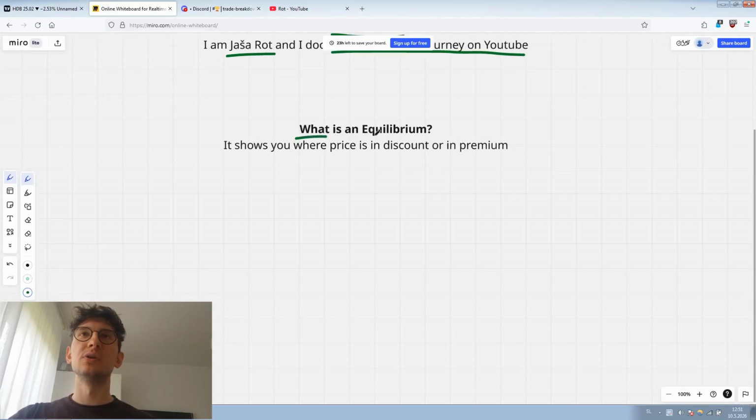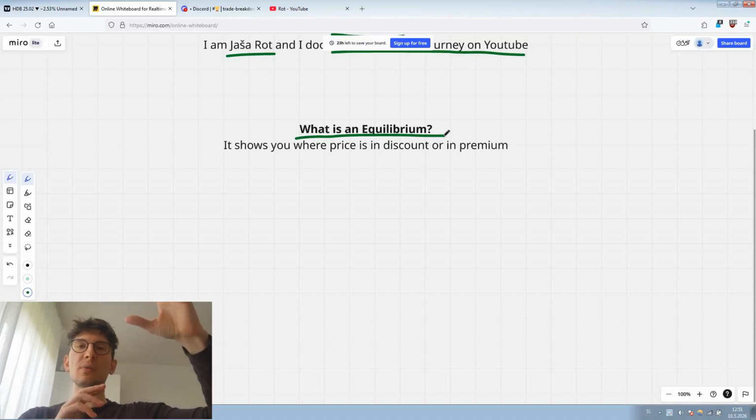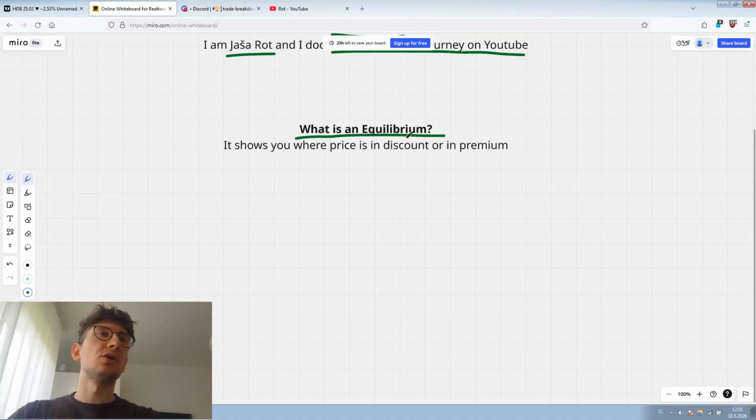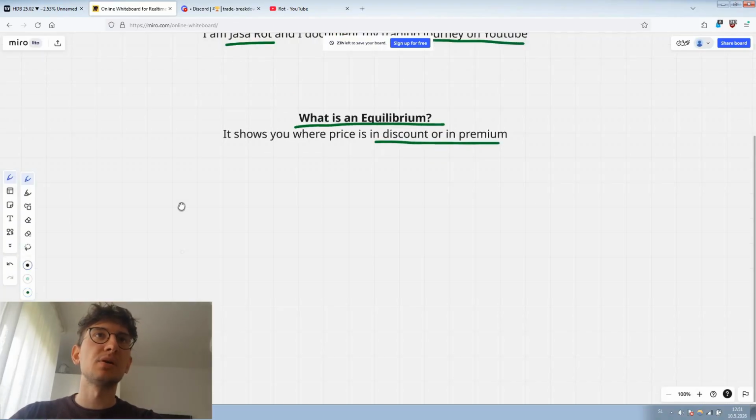So what is an equilibrium? Equilibrium is essentially telling you whether the price is in a so-called premium market or in a discount market, okay? That's it. It tells you where the price is, in discount or in premium. So now let's draw a little bit of an example.